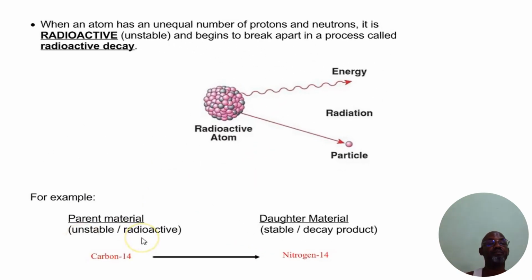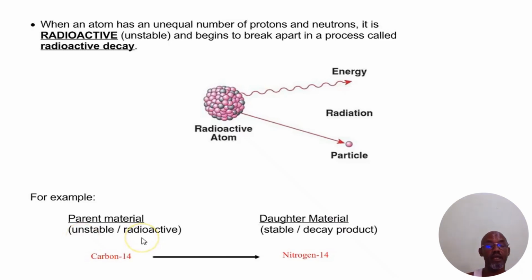You can see here, when an atom has an unstable number of protons and neutrons, it is radioactive, unstable, and begins to break apart in a process called radioactive decay. You can see here radioactive decay, a radioactive atom losing energy, radiation, and particles, and changing into a stable substance, which is known as the daughter element.